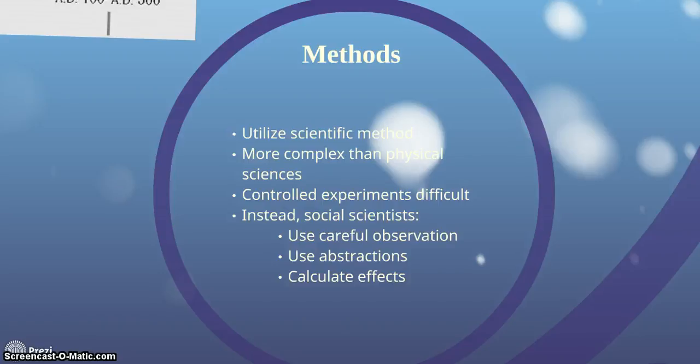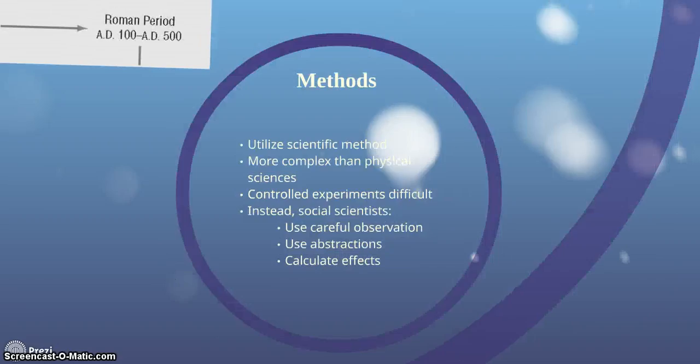In terms of social science methods, the main method of social science is to utilize the scientific method. It's more complex than the physical sciences because when you're testing something in a test tube, it can't decide to get up and walk away from the test like a human being or a monkey might. So we have some complex problems in social science that one may not have in the physical sciences. It makes controlled experiments difficult. So instead, social scientists will use careful observation, they'll use abstractions, and they'll calculate effects.